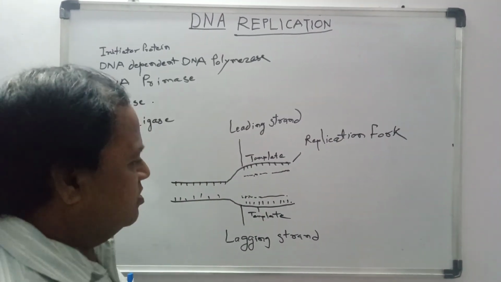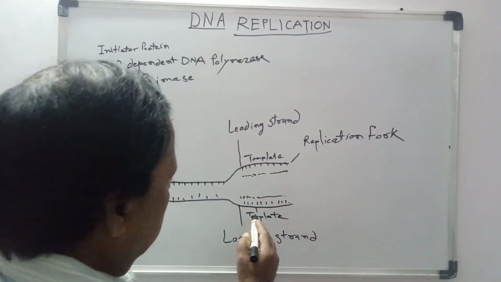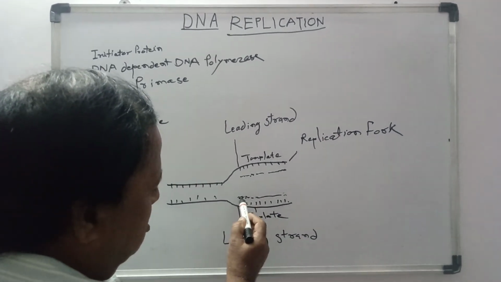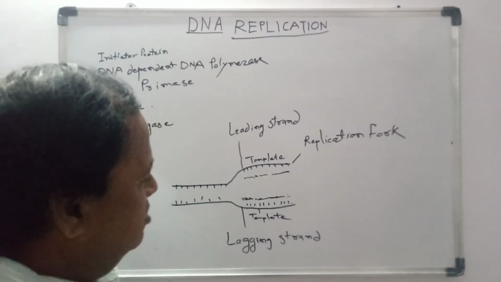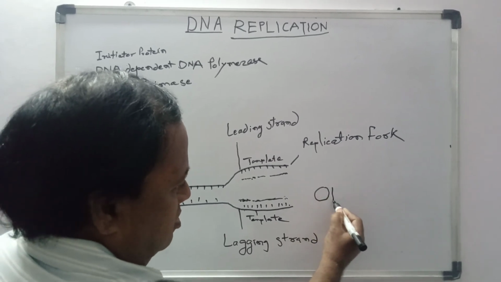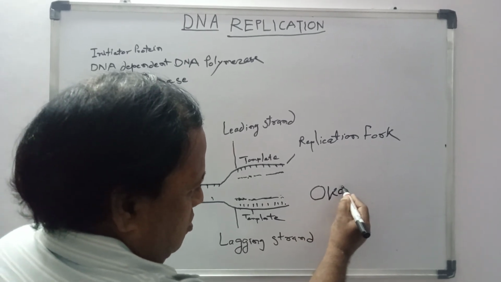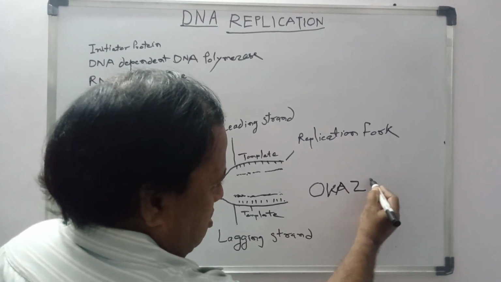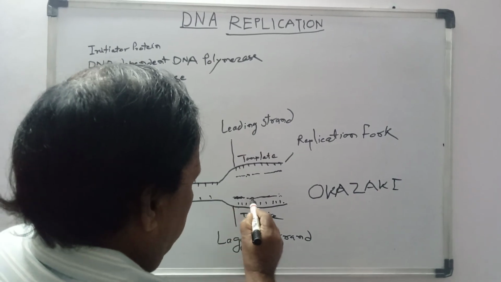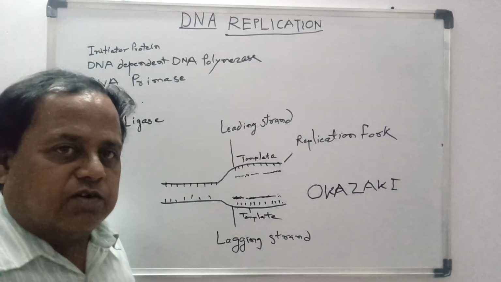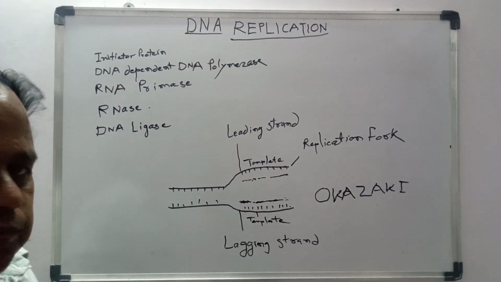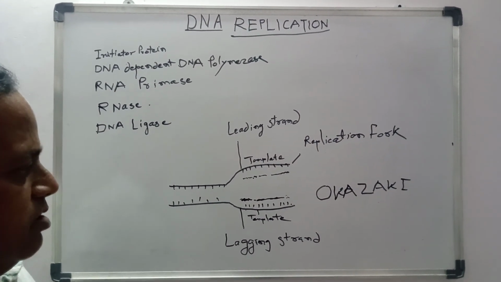Students, one thing I forgot to tell you, as we have seen that the DNA strand formation on this template is in pieces or fragments. Those fragments are called Okazaki fragments. Okay? So I hope you understood DNA replication.